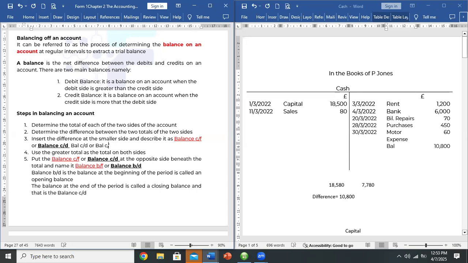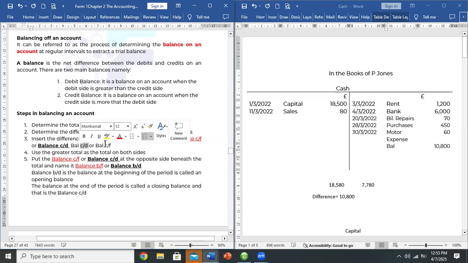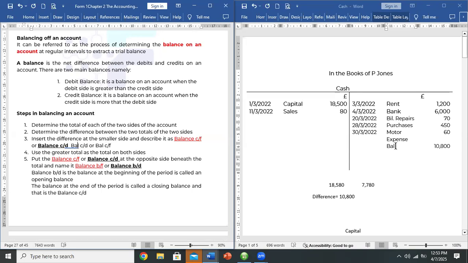But I would recommend to you that you use the CD, because that is more modern than the CF. But if you use the CF, you are not wrong. I'm recommending that you use the CD, right? So balance CD, you can write the balance in full or you can write BAL. It's acceptable, right?